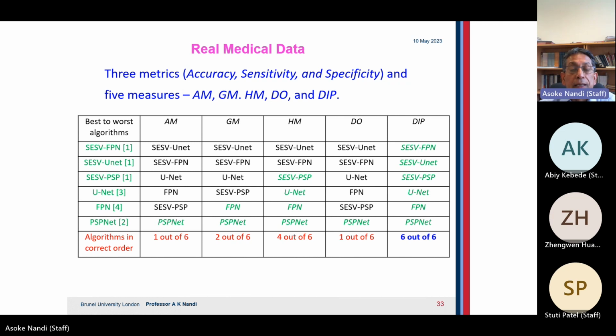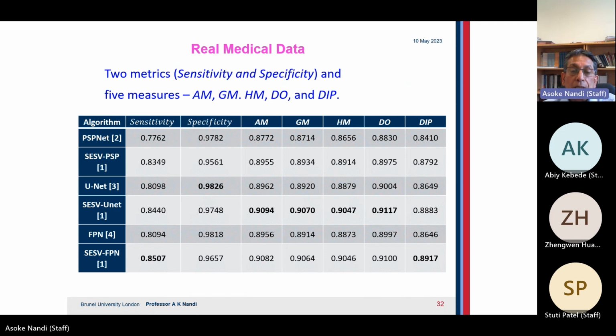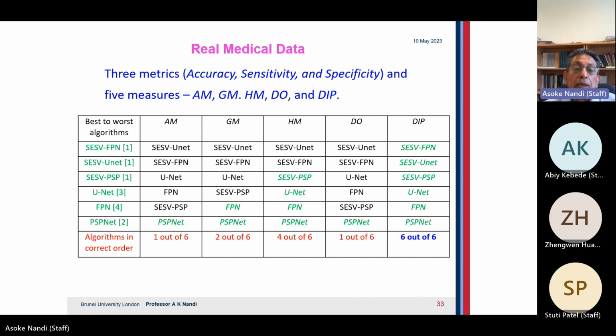But what we are doing here is, not only have we done something like this, we ordered them: which is the best, which is the worst, and things in between. So here, according to AM, the top one is the best and the bottom one is the worst. And according to GM, this is best and this is worst, and so on. And then you can see these green things. What are these green things?